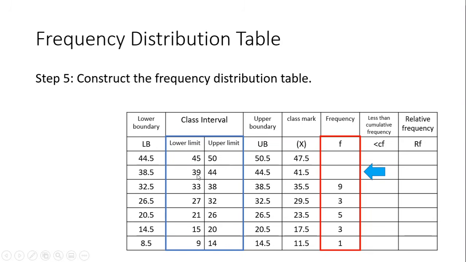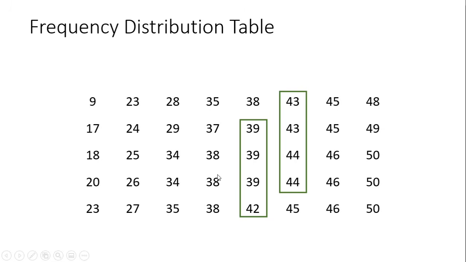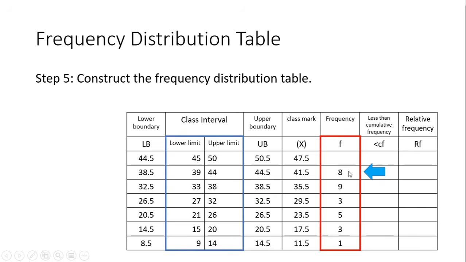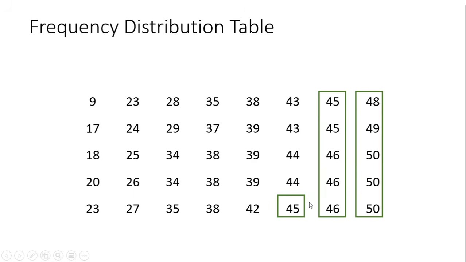Next, how many scores would fall under the range of 39 to 44? So we have 39, it's within. So 43 is within up to 44. So we have 1, 2, 3, 4, 5, 6, 7, 8. So you place 8. Okay, and then the last, 45 to 50. Okay, 45 to 50. So we'll be having 1, 2, 3, 4, 5, 6, 7, 8, 9, 10, 11.